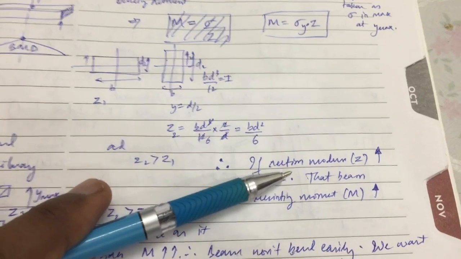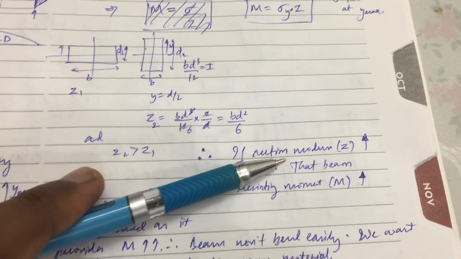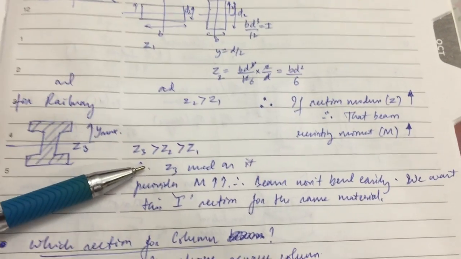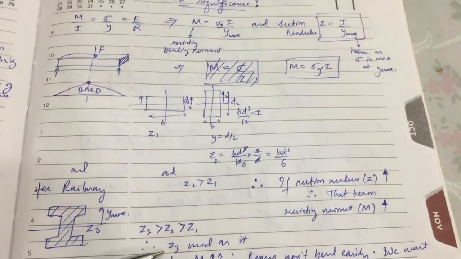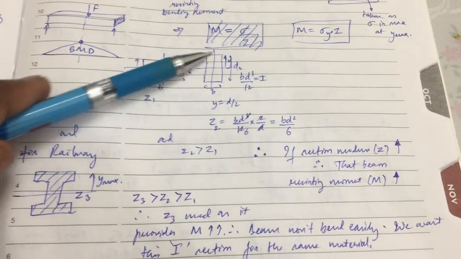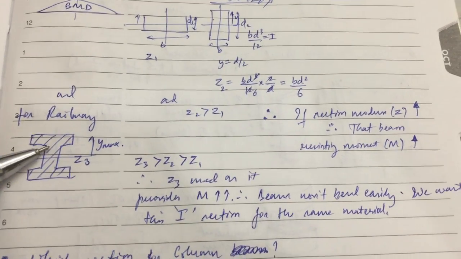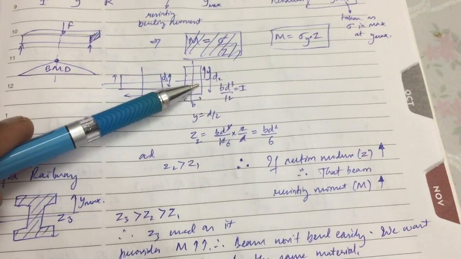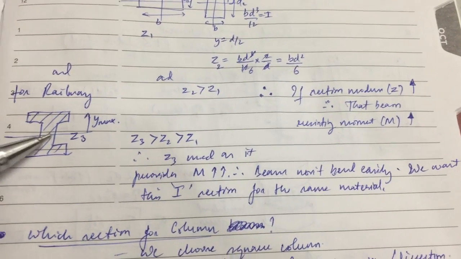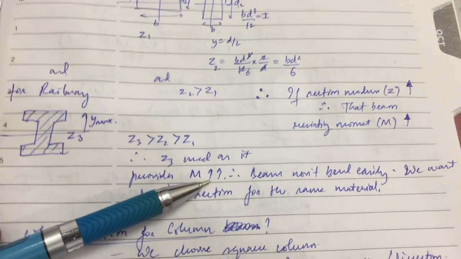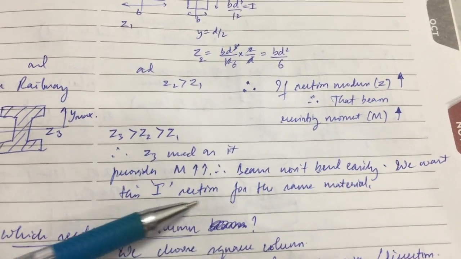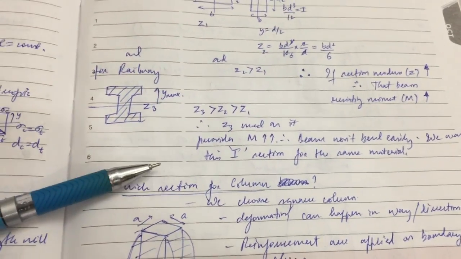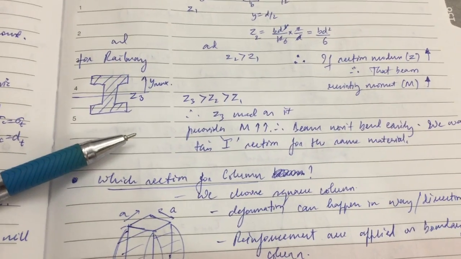This means the section modulus is higher. If the value of the section modulus is high, that means the beam's resisting moment will be higher. That means it will be much harder for the force to bend this given beam at this section, at this orientation. So in railways we use this I kind of section because the Z3, the section modulus of this section, is much higher than this one. That is why we use this section. So the more the resisting bending moment, the beam won't bend easily, and for the same material we want this kind of section because it has higher section modulus as well as higher resisting bending moment.